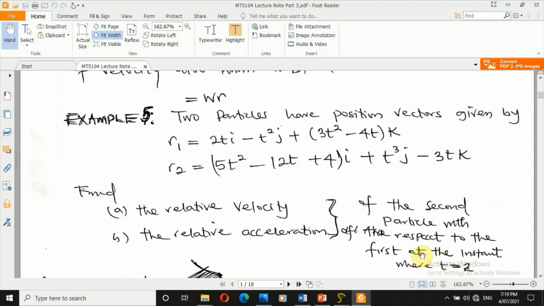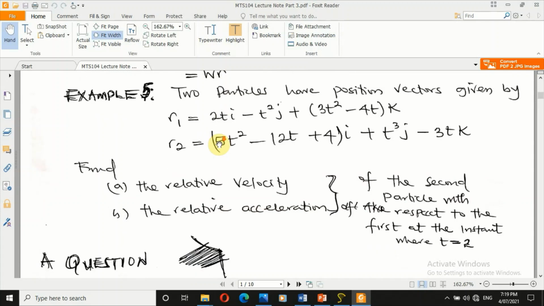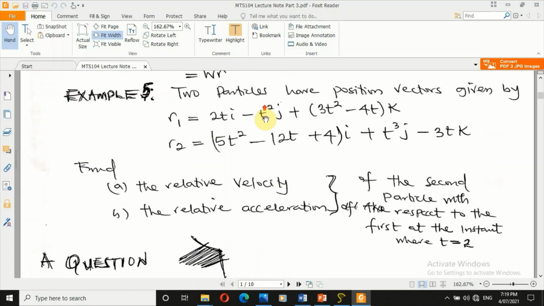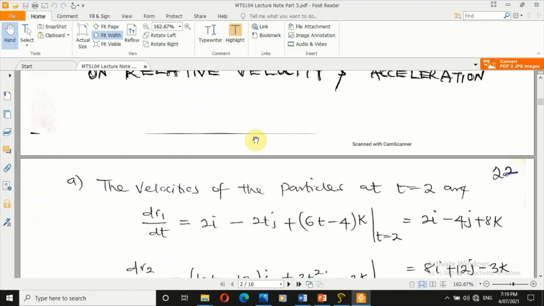Now look at this. We are asking what is the relative velocity of this one with respect to this. Which means that we need to differentiate this with respect to t, minus the derivative of this one too with respect to t. So look at this in your lecture notes. You see something I said: a question on relative velocity and acceleration is just the same procedure. Any question you see, you solve, you get it. So let's solve it now.